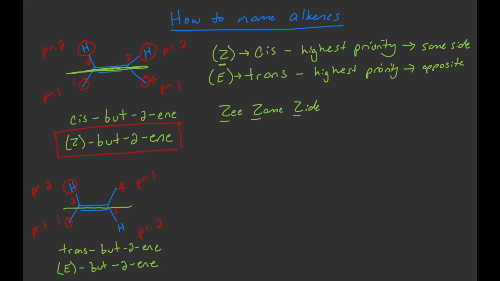Okay, now let's take a look at a slightly more complex molecule. Let's say we have a double bond in the middle. We have 2 methyl groups coming off of the one carbon in the double bond, and the other carbon in the double bond will have a methyl group, and then let's say we have an isopropyl group.